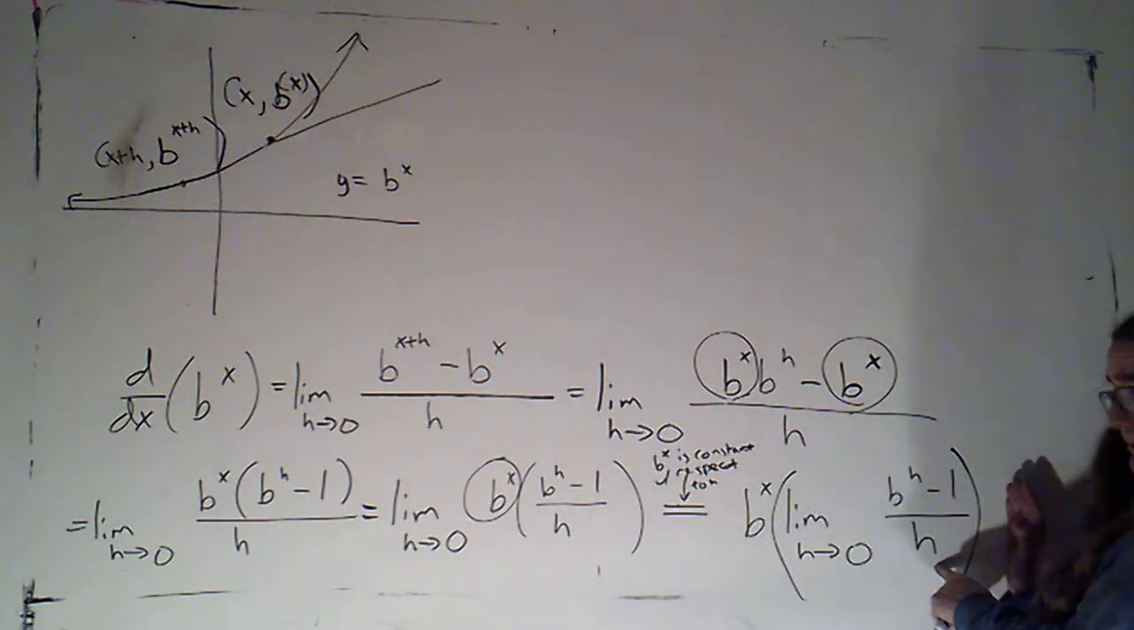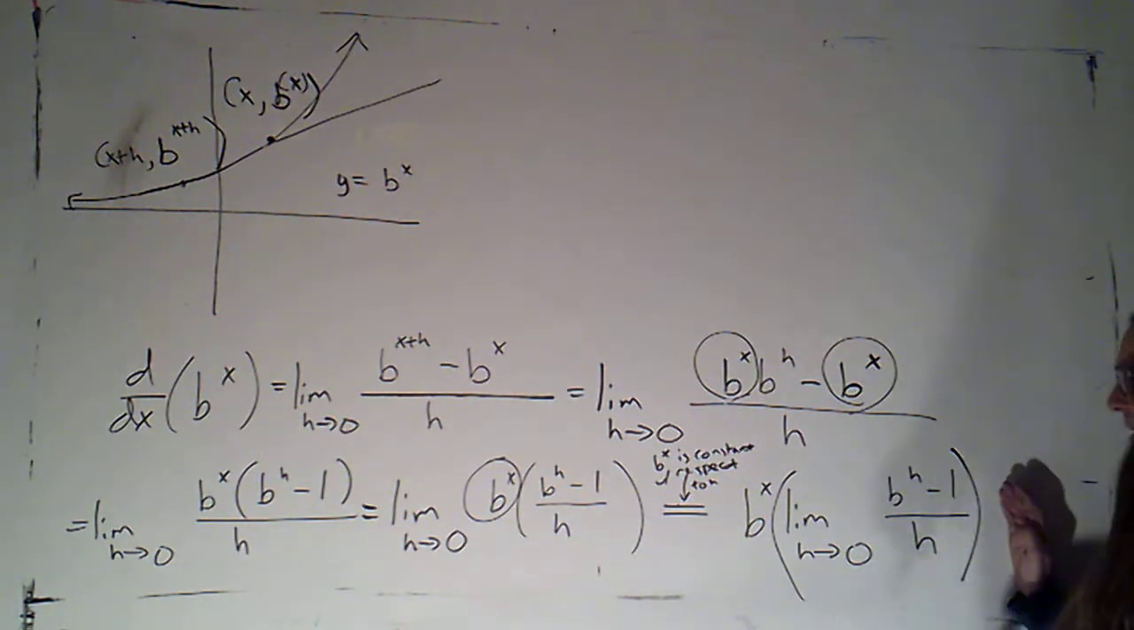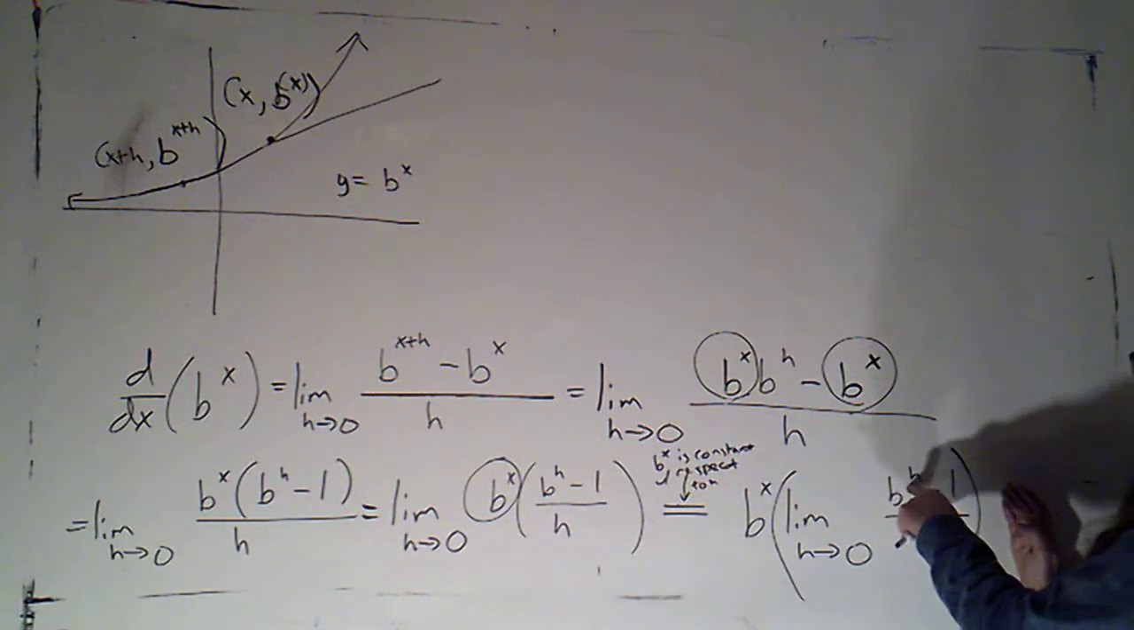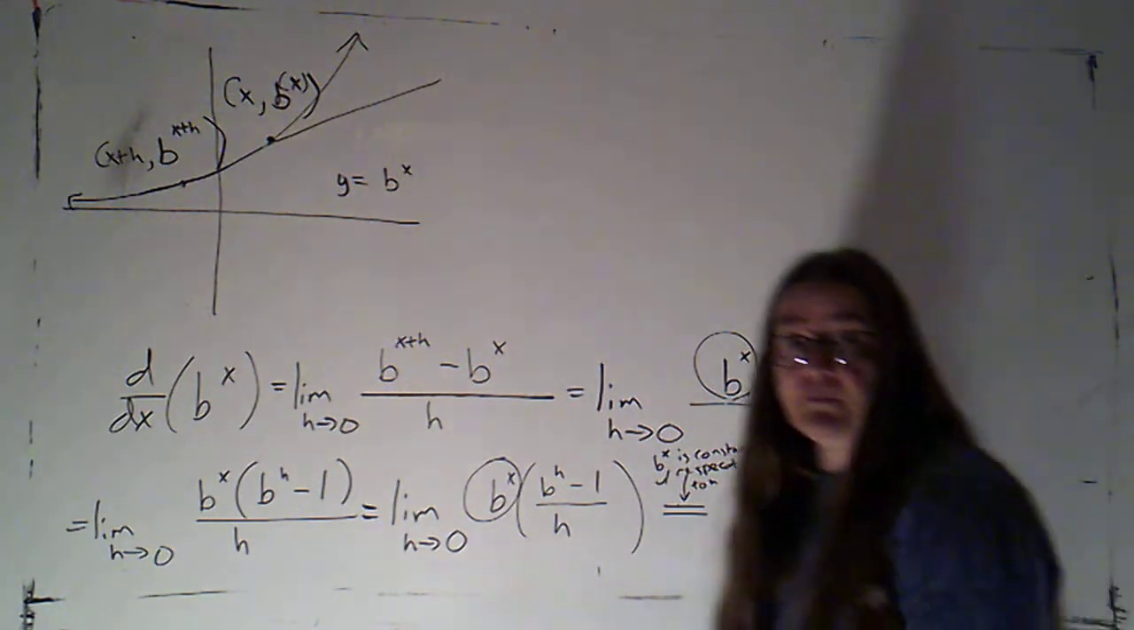Now this limit, we've still got an indeterminate form. The bottom's clearly going to 0. b to the 0 would be 1, and 1 minus 1 is 0. Top and bottom are both going to 0.